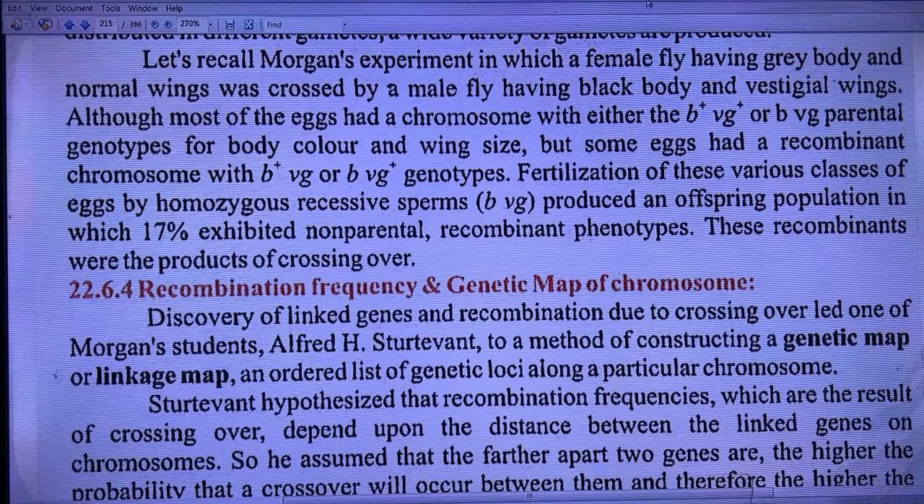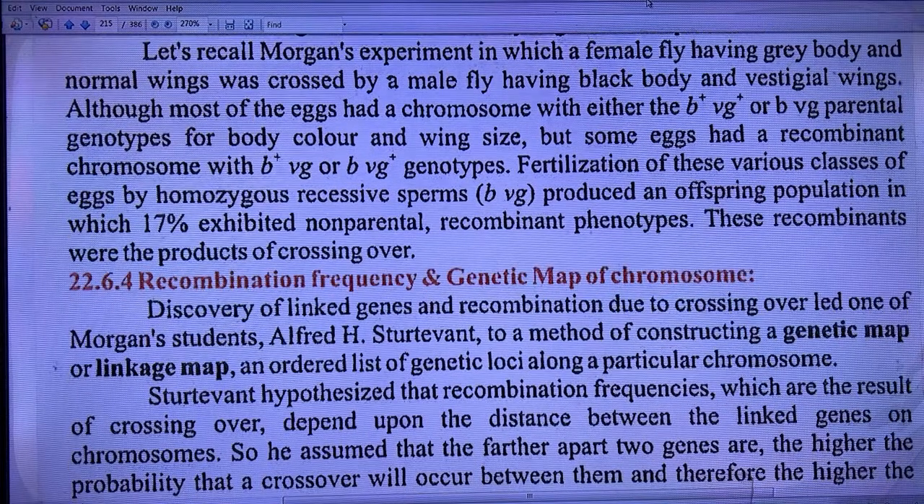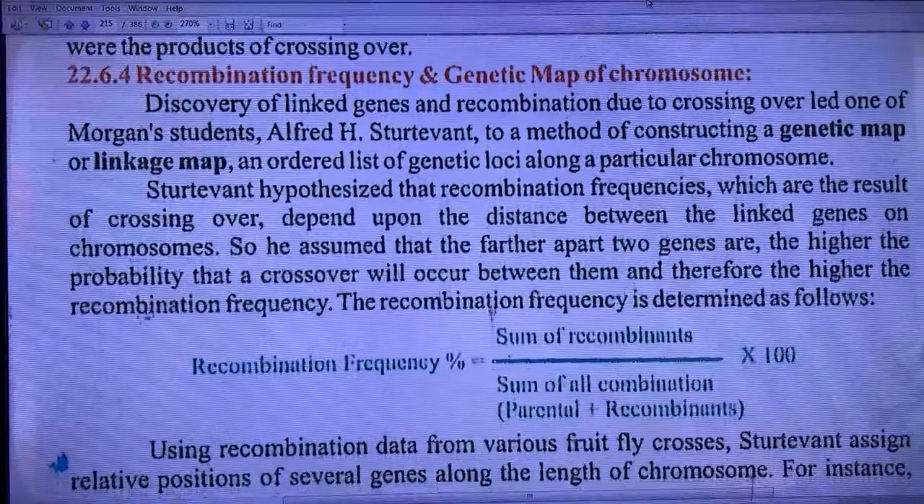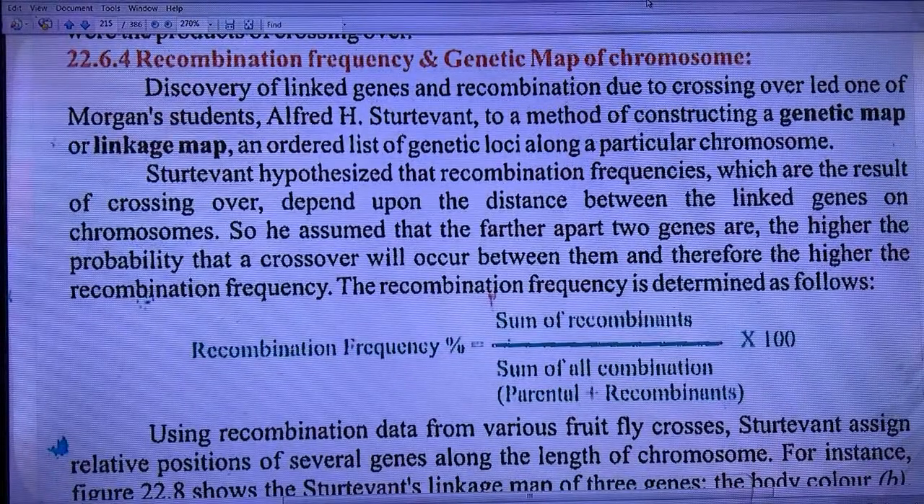Recombination frequency and genetic map of chromosomes. The discovery of linked genes and recombination due to crossing over led one of Morgan's students, Alfred H. Sturtevant, to a method of constructing a genetic map, a linkage map, an ordered list of genetic loci along a particular chromosome.